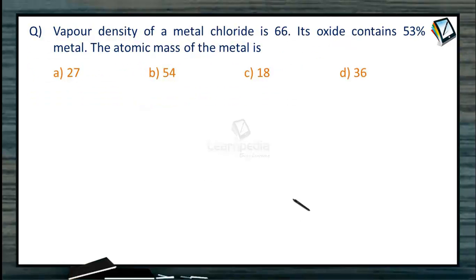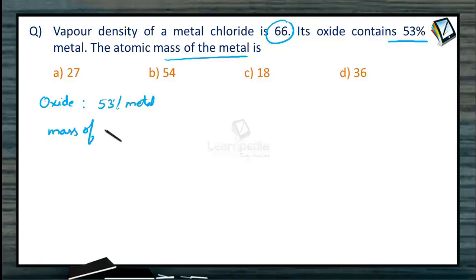And the other one: the vapor density of a metal chloride is given as 66 and its oxide contains 53% of metal, and we need to find out the atomic mass of the metal. So here the oxide of a metal contains 53% of metal. So the mass of metal is equal to 53 grams. Then what will be the mass of oxygen? It is 100 minus 53, isn't it? And that is equal to 47 grams.